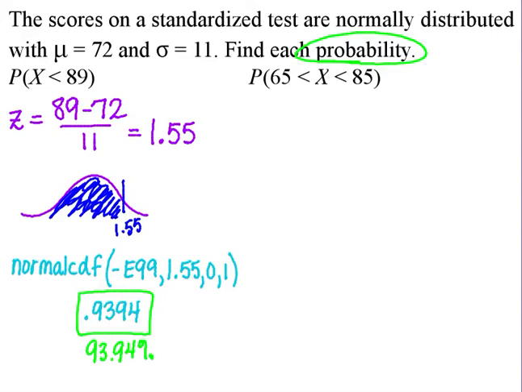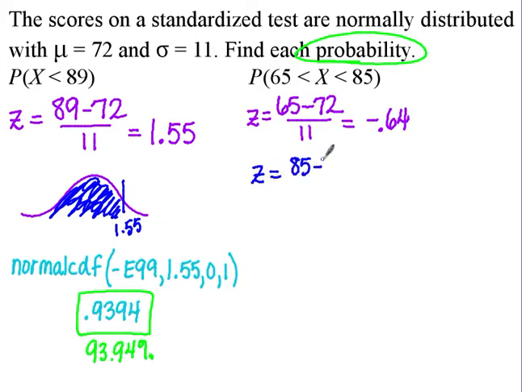Okay, this next one says find the probability that your score is between 65 and 85. So you've actually got two z values we need to find. We need to first of all find the 65. So if I take 65 minus 72 and divide that by 11, I get negative 0.6363, which will round up to negative 0.64. Now what I'm going to do is find the same z value for 85. So 85 minus 72 divided by 11. So if I calculate that, I end up getting 1.18 repeating, which would be 1.18.